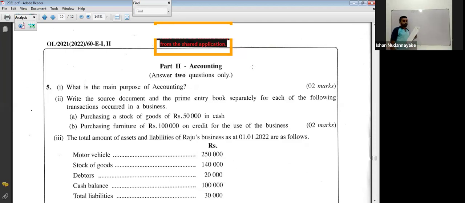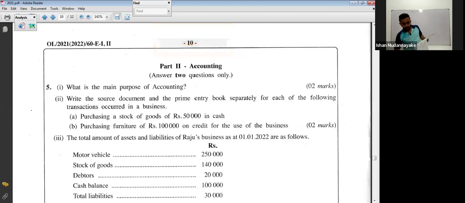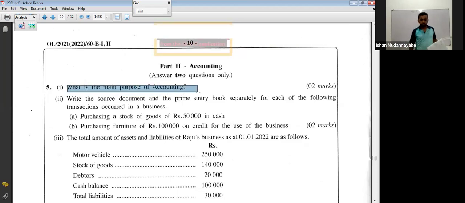What is the main purpose of accounting? The main purpose of accounting is providing information to stakeholders. Okay, bonus marks. Question number 5, Roman number 1 is bonus marks. The purpose of accounting is providing financial information to stakeholders to take their decisions. Roman number 2: write the source document and the primary book separately for each of the following transactions occurred in the business.